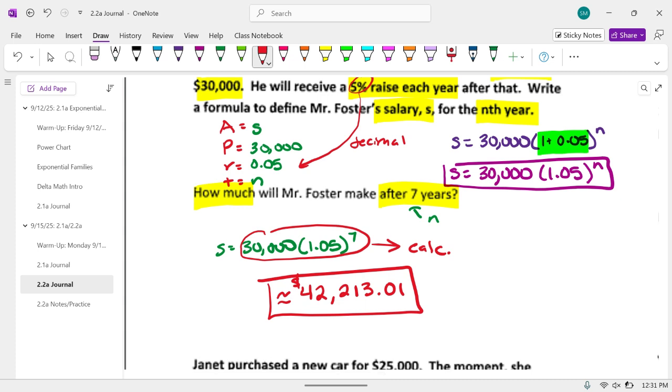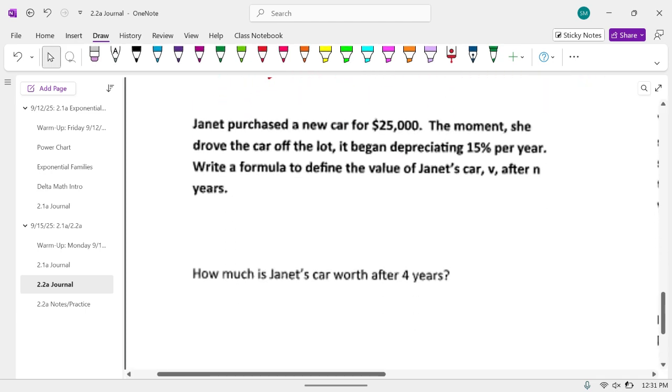All right, let's try another one. So let's look at the next one down. Janet purchased a new car for $25,000. The moment she drove the car off the lot, it began depreciating 15% per year. Write a formula to define the value of Janet's car V after N years. So first off, just based off the information that we have, do you think it's going to be a growth or a decay? Decay. Why? What word clues you into that? Depreciating. So this is definitely going to be a decay.